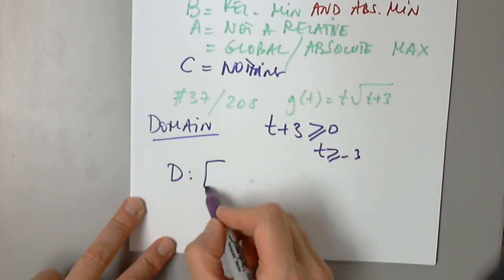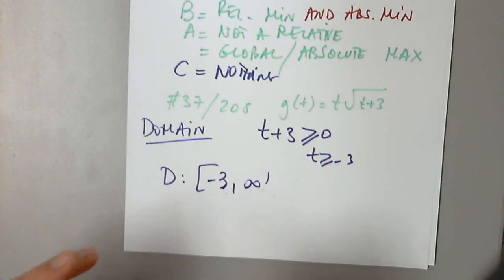So the domain of this function is -3 to infinity, because I don't want to waste my time. I need to graph it on -3 to infinity. I don't want to see anything else, because the function is undefined elsewhere.